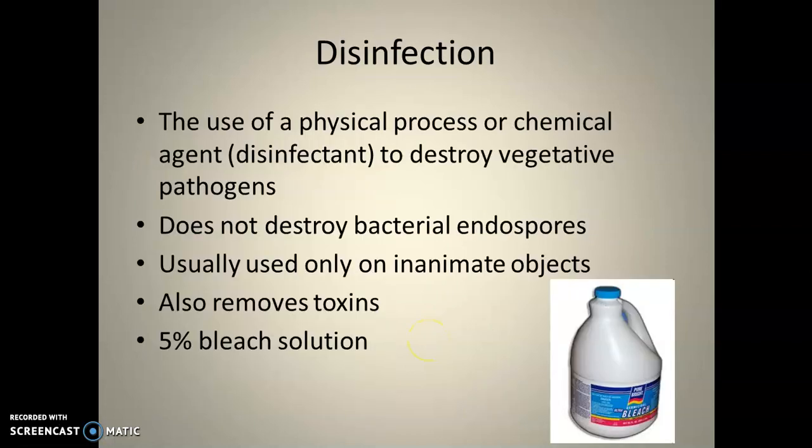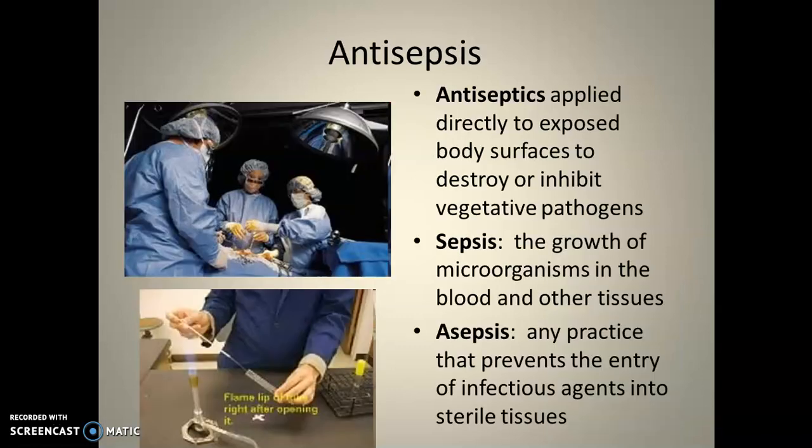Disinfection is the use of some chemical agent or could be a physical process to get rid of vegetative pathogens. It doesn't necessarily destroy bacterial spores. Again, this term is only used for inanimate objects, and we'll go through lots of different types of chemical agents and things that are used in order to disinfect. So it could be a bleach solution, it could be alcohols, it could be something that's acidic. We'll go more into detail about that later.